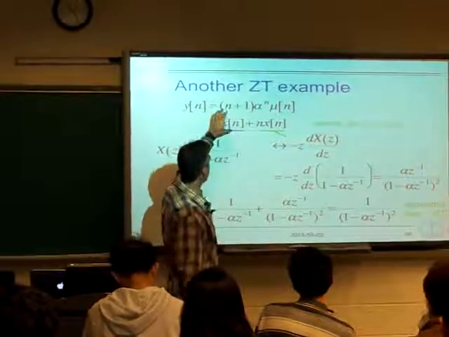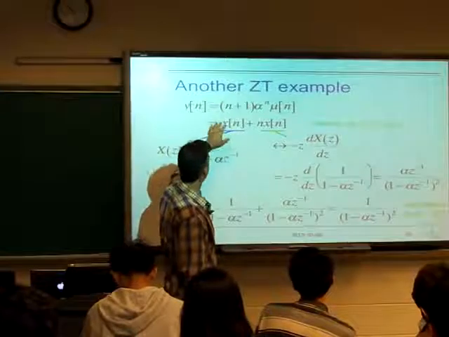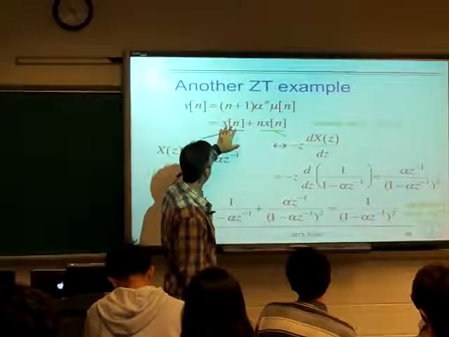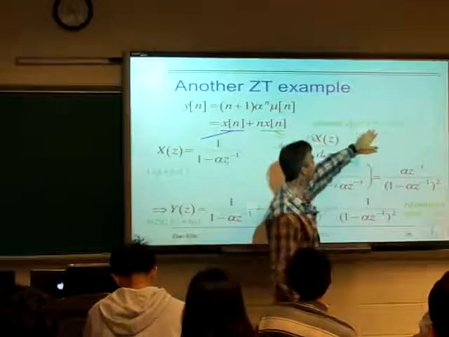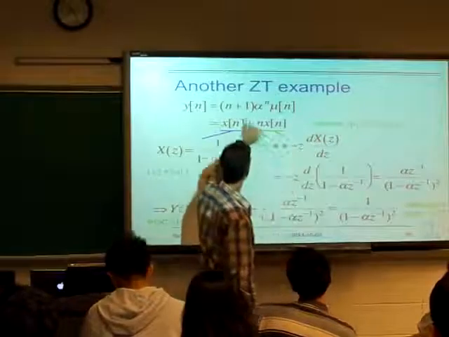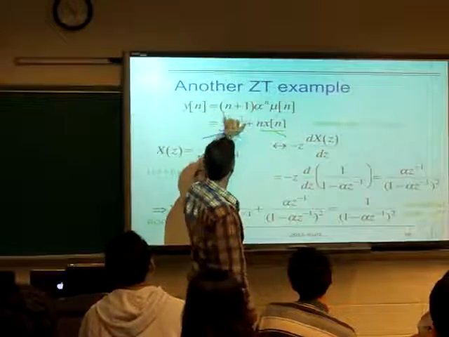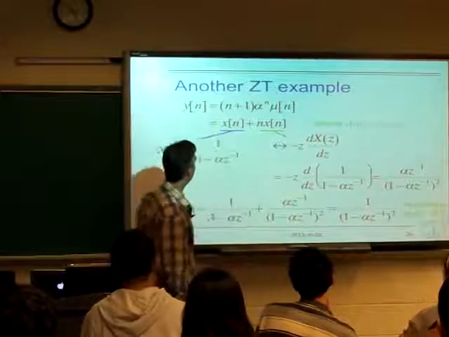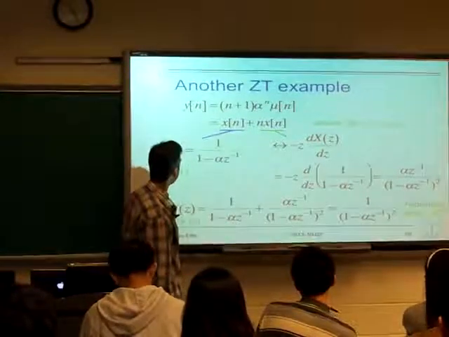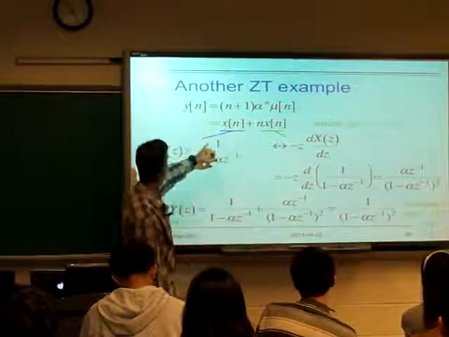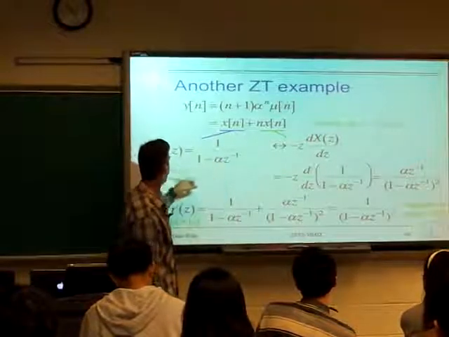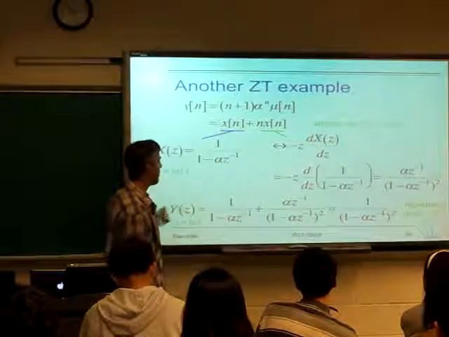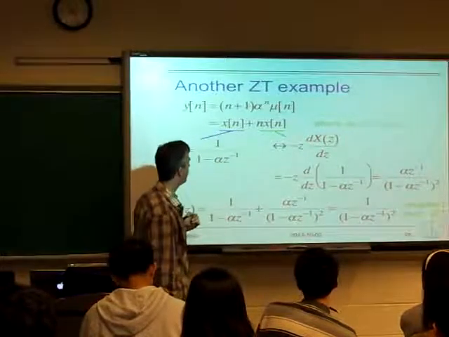We can express this as the sum of two things, x of n and n x of n, where we define x of n as alpha to the n mu of n, right? So that's just the 1 times alpha to the n plus the n times alpha to the n mu of n. Well, if that's the case, then we know that the z transform of x of n is just 1 over 1 minus alpha z to the minus 1, for magnitude z greater than magnitude alpha.